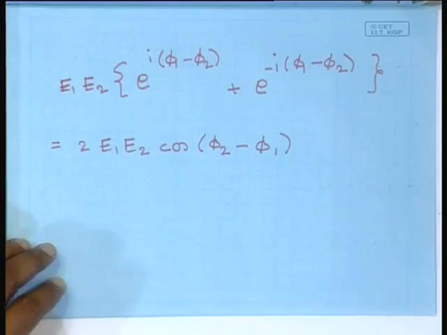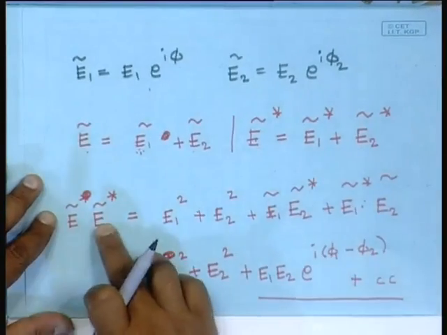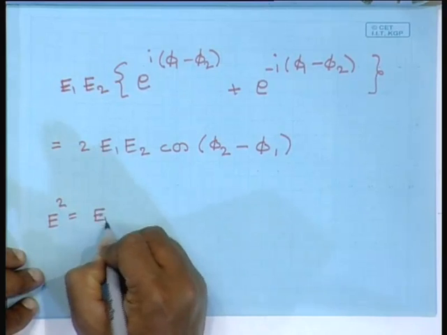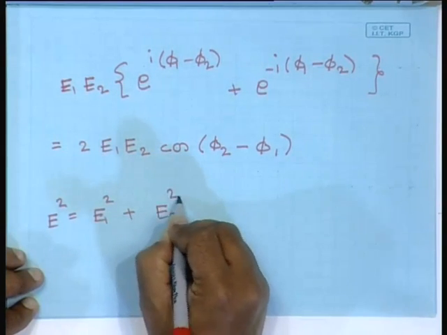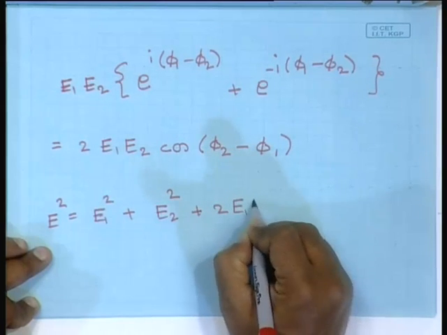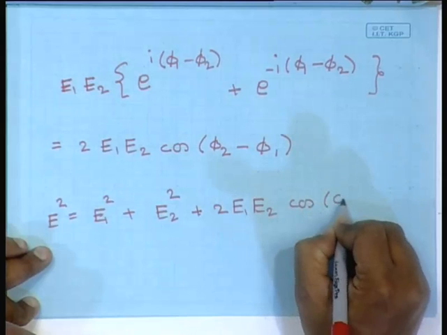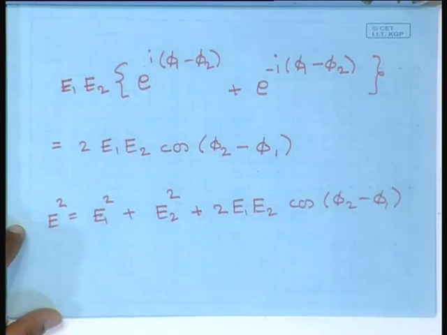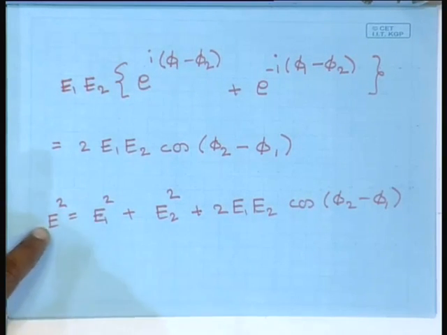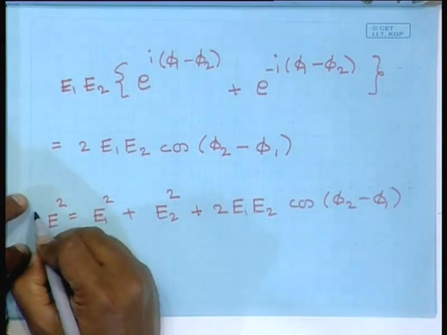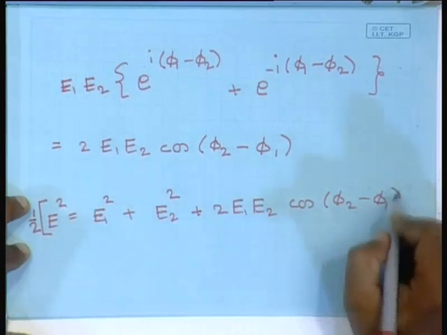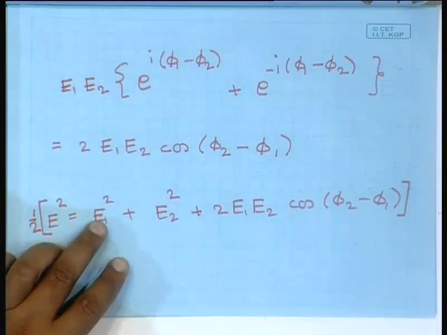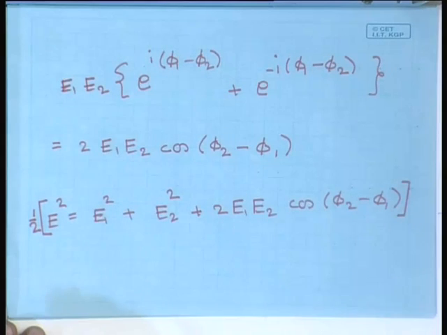Okay. So, we have obtained the square of the resultant electric field: E square is E1 square plus E2 square plus 2 E1 E2 cos(phi 2 minus phi 1). We could also write this in terms of the intensities. In terms of the intensities of the radiation, we have to multiply this whole thing with a factor of half. So, half E1 square is the intensity of the first wave, half E2 square is the intensity of the second wave.